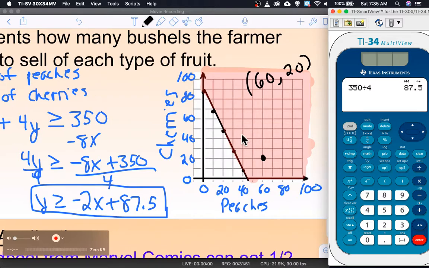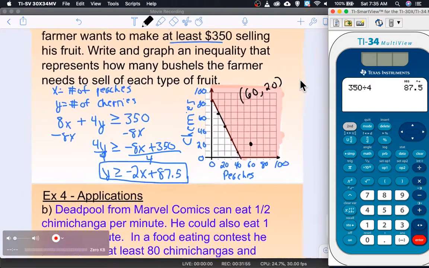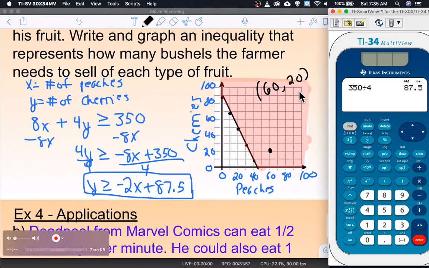And the further away he gets, out here, 100 of each, he's sitting at $1,200 right here. If he sold 100 of these, that's $800, and 100 of these, that's $400. Altogether, that's $1,200. So the further away from the line, the more money he's making. The closer to the line is closer to that 350. Right on is exactly 350, and then down here would be less than 350.